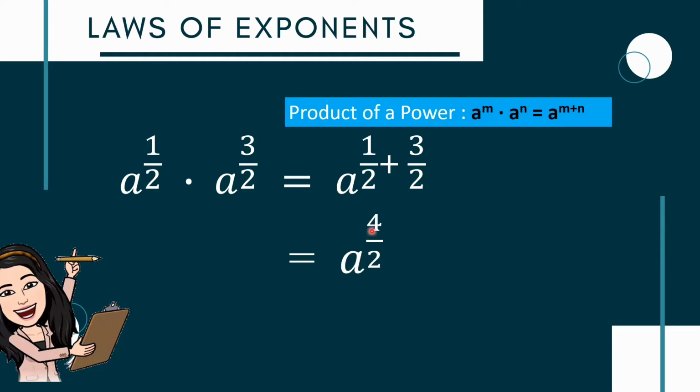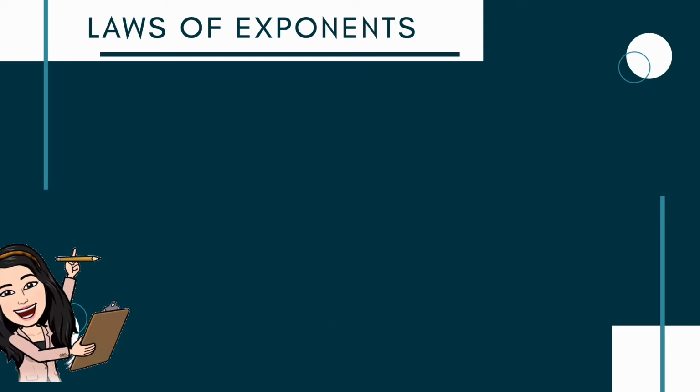Now, let us simplify, if it can be simplified. 4 divided by 2 is equal to 2. Therefore, this will become a raised to 2. So a raised to 1/2 times a raised to 3/2 is equal to a squared. Let us have another example.